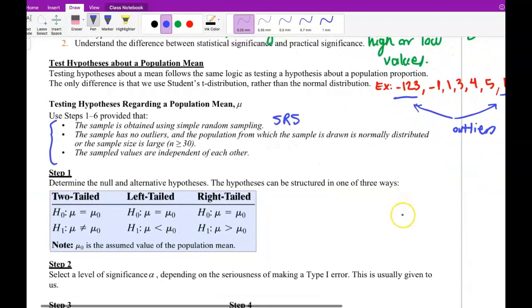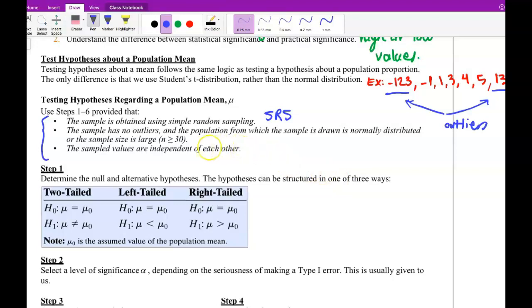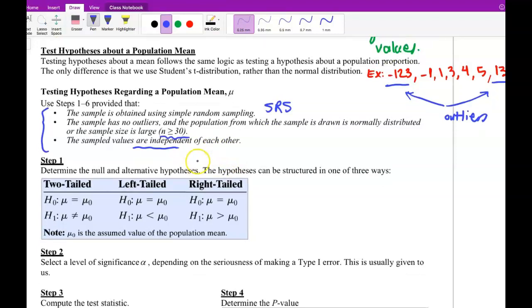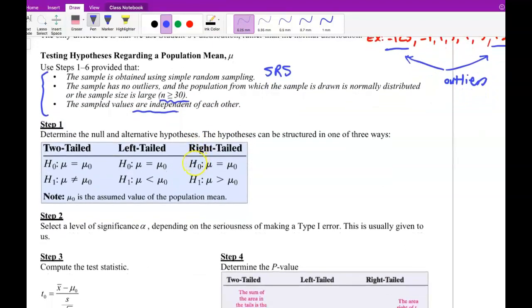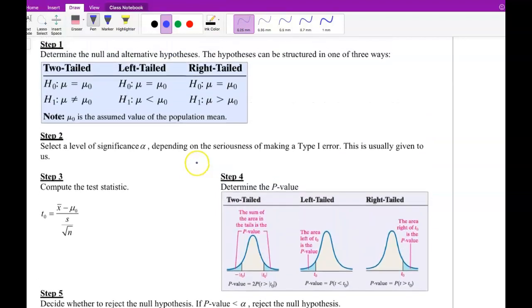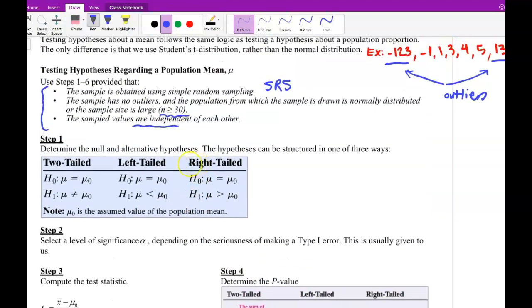Okay, back to this part. So the second requirement was that our population should be normally distributed. What that means is our sample size should be greater than or equal to 30. And the third one is that, again, we should have independence, so sample values are independent of each other. Then again, we should have all these 6 steps that we covered in the last part.